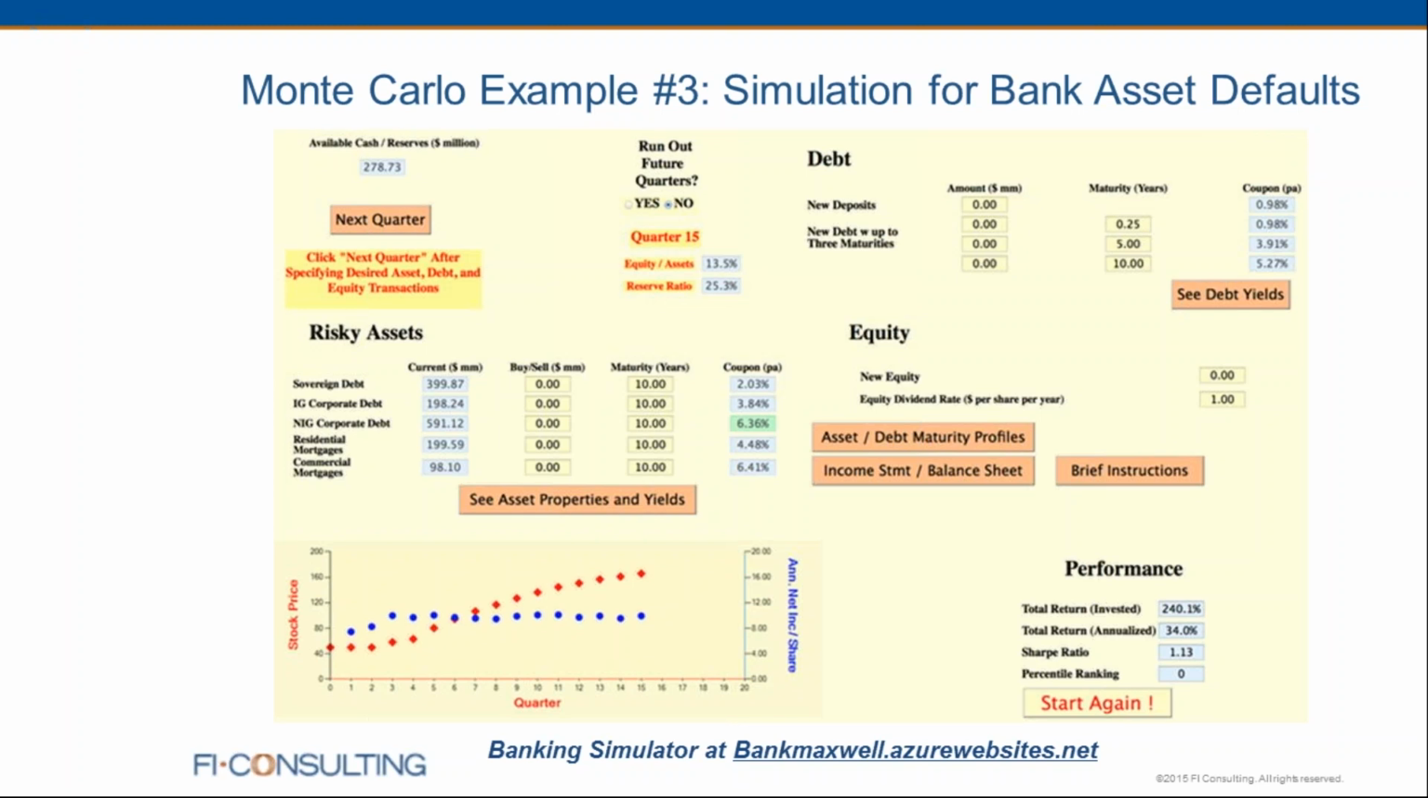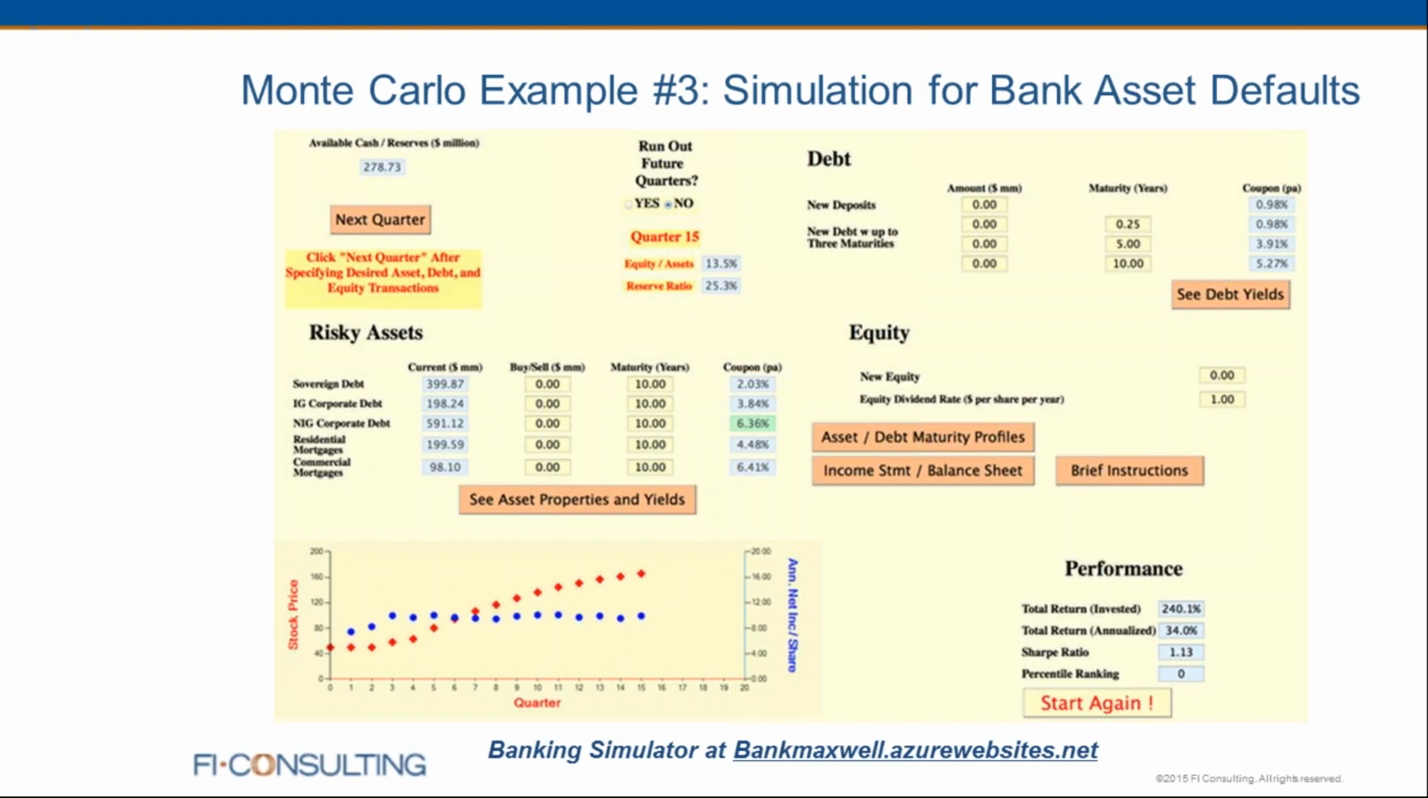bankmaxwell.azurewebsites.net, and we use Monte Carlo inside that to evaluate both the defaults of the assets, some very low risk, some very high risk, but also the credit spread movements of the assets, which are important for the mark-to-market of the balance sheet, which of course affects the leverage, not to mention the net income and all of that. So it's actually yet another use of Monte Carlo.